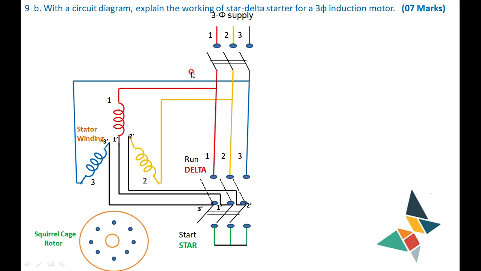At the time of starting, the position of the switch is such that the stator winding is connected in star. If you have a 440 volts 3-phase supply, then how much per phase voltage are you getting? 440 divided by root 3. Therefore, you are getting a reduced voltage at the time of starting.